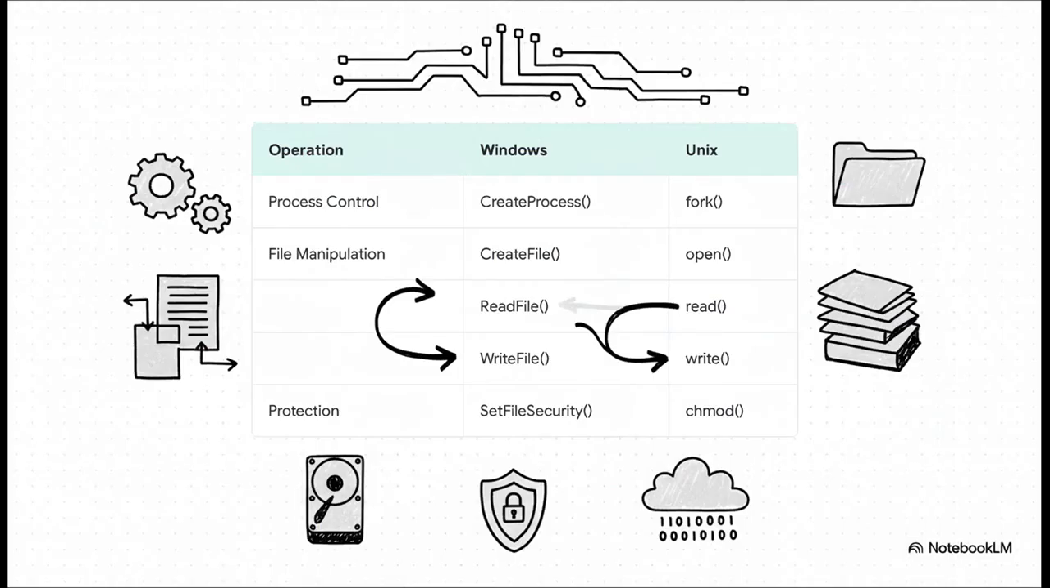And for all you computer science students, this is where it gets really cool. The basic ideas are the same everywhere, but the actual commands, the system calls, change depending on the OS. So create file on Windows is basically the same idea as open on Unix. And you've probably used chmod on a Linux terminal 1,000 times to change permissions, right? That's a system call. It's all part of this universal language that makes our computers work.